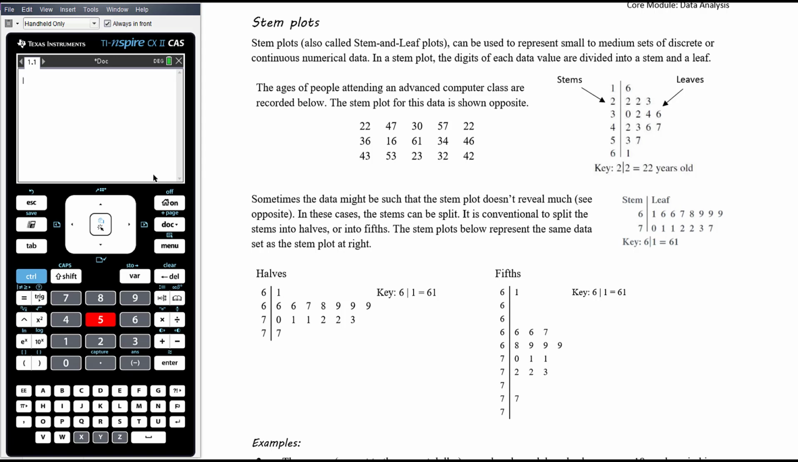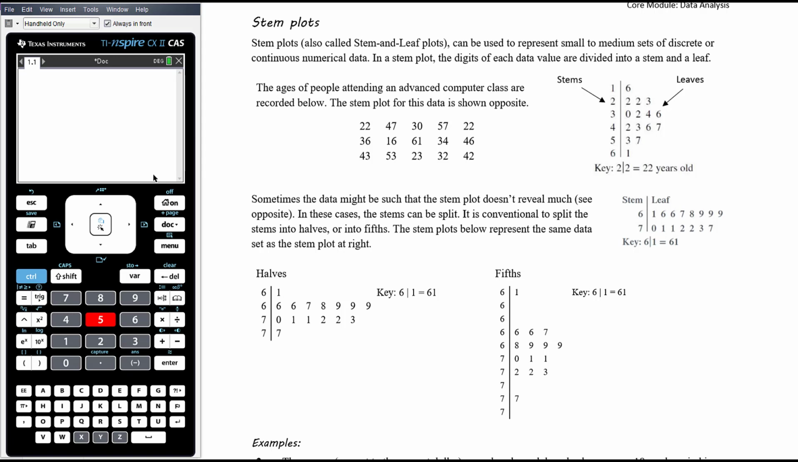Okay, so the example that's already drawn here is the ages of people attending an advanced computer class, recorded below. There are 15 bits of data there. The stem plot for this data is shown opposite. The first thing we need to understand is that every piece of data is going to be broken into a stem and a leaf.